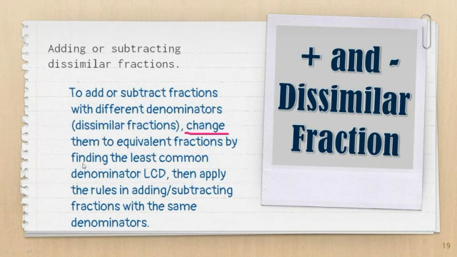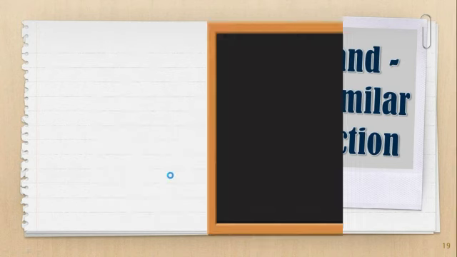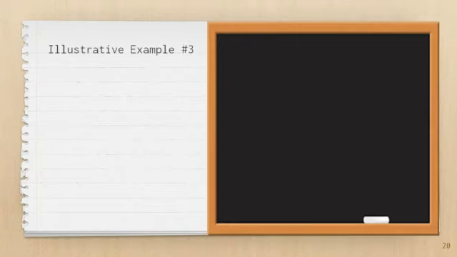Ulit, ang una daw ay change them to equivalent fraction. So, paano natin siya change sa equivalent fraction? Finding the least common denominator or LCD. So, let's have an example para malaman natin to. I have here 3/4 plus 1/6. Medyo iba na, no? Iba na kasi yung ilalim. I have 3/4, 1/6. 4 and 6 na yung ilalim.